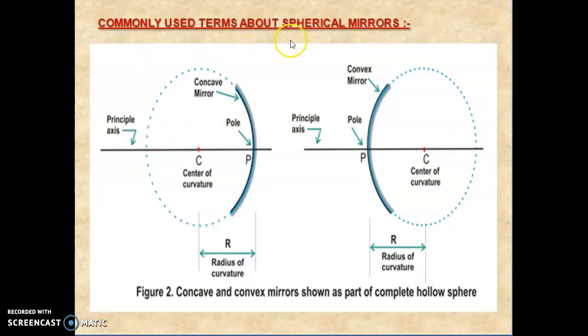Now, some commonly used terms about the spherical mirror. Listen very carefully, it is very important. This is one sphere. In this sphere, this part we call a concave mirror. If we take this part of the sphere, then we call it a convex mirror. In this one, the center point of a concave mirror we call the pole, and this is the center of curvature. This is the principal axis, and this is the radius. Now we are going to study the definitions of some common terms about the spherical mirror.